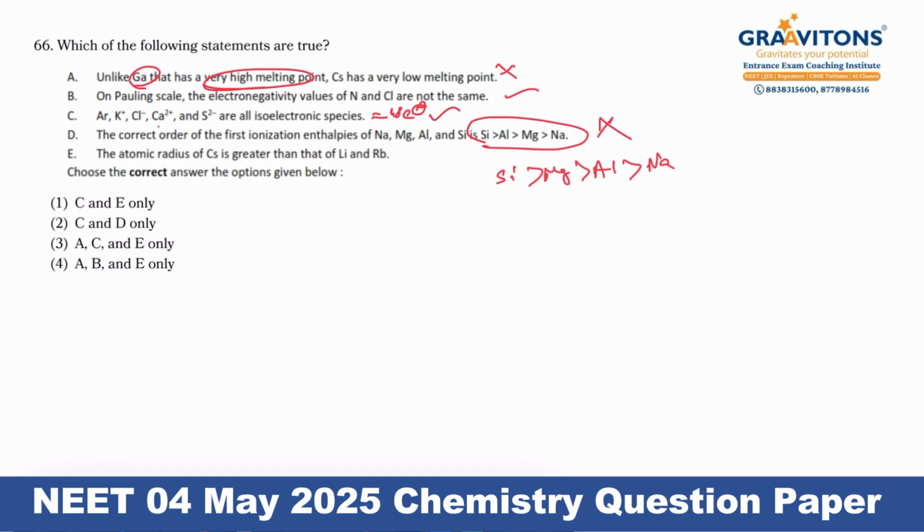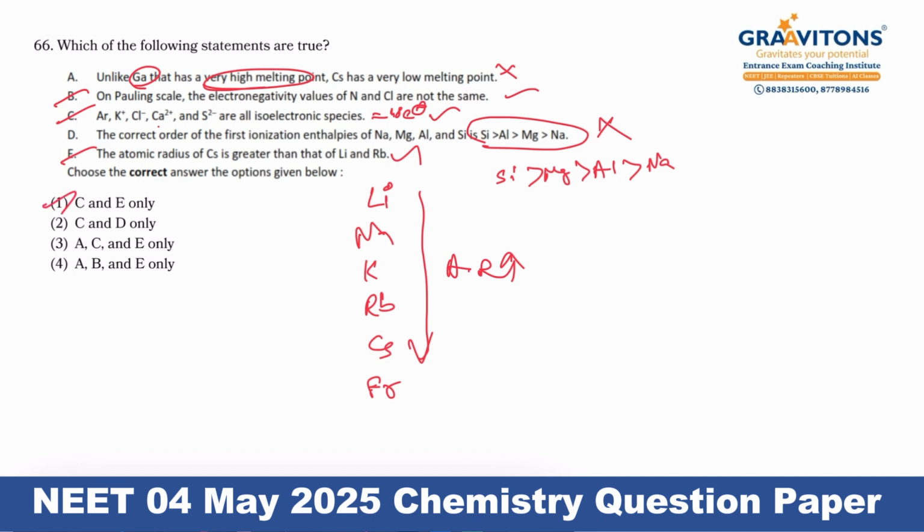Then, the atomic radius of cesium is greater than that of lithium and rubidium. Of course, this is lithium. Below that you have sodium, potassium, rubidium, cesium, then comes francium. When you move down the group, atomic radii increase. So this is the right option. So I can take B, C and E to be right, but we don't have such an option here, B, C, D. Instead I can take C and E as the right option.